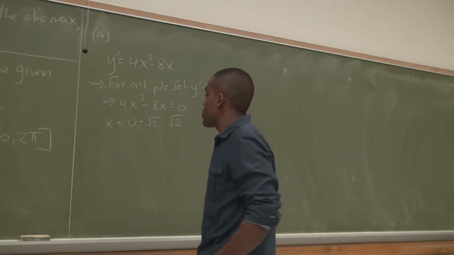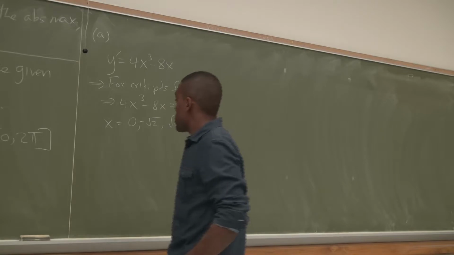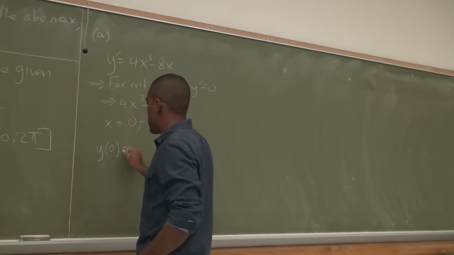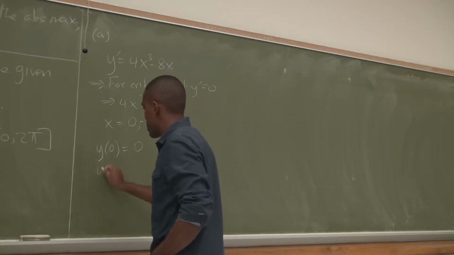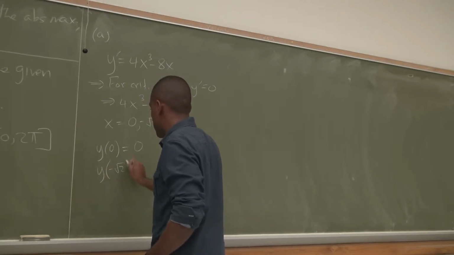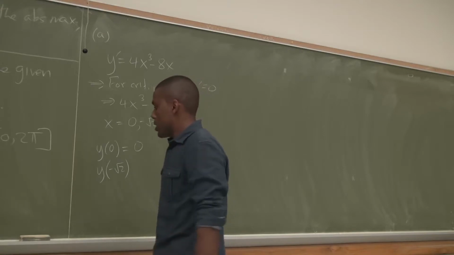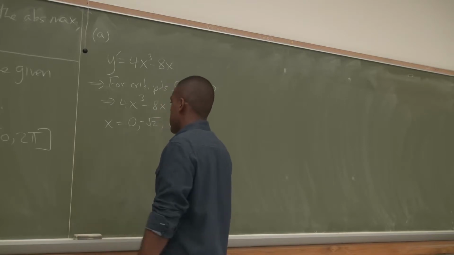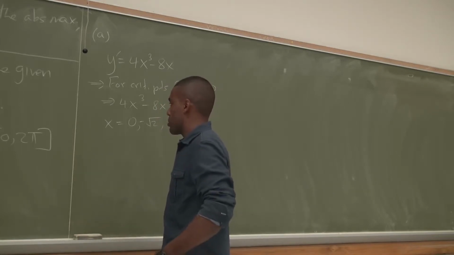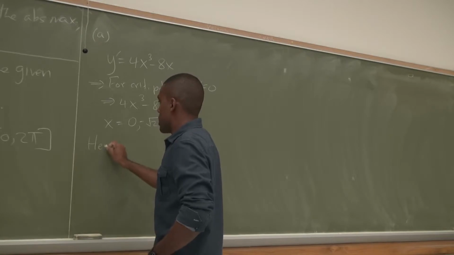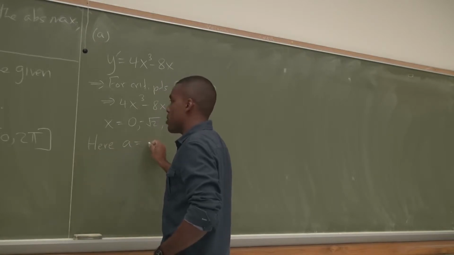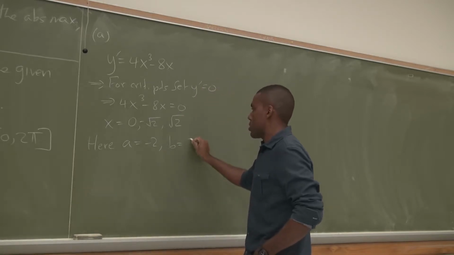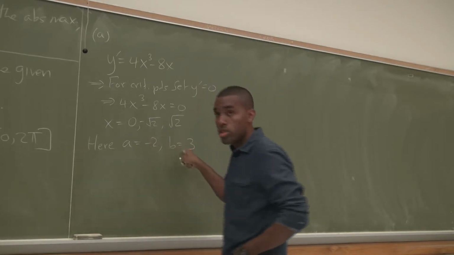Now you substitute it into y. So we go to find y of 0. We did this already. Y of minus radical 2 would be minus 4. We did this already. What else do we have to check? Yes, the endpoints. What are the endpoints here? Your a would be minus 2. Your b would be 3. So we also have to check those values.